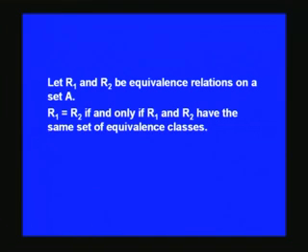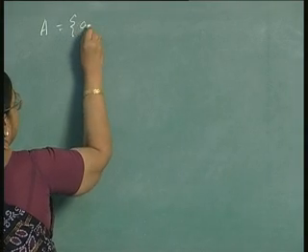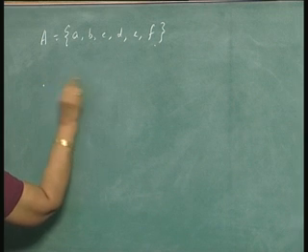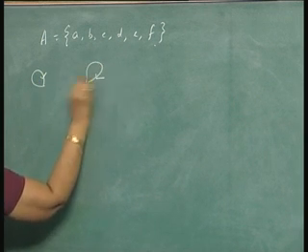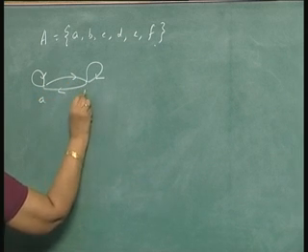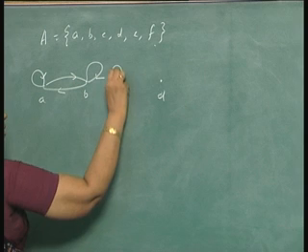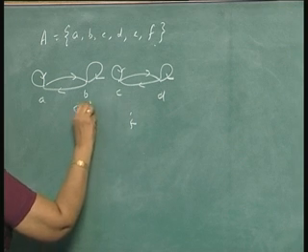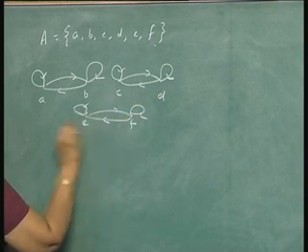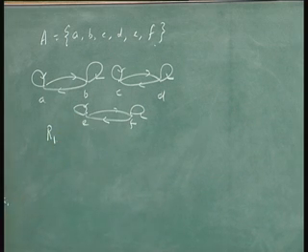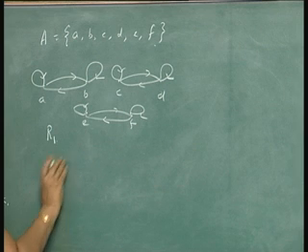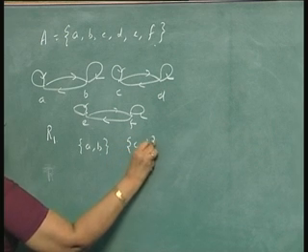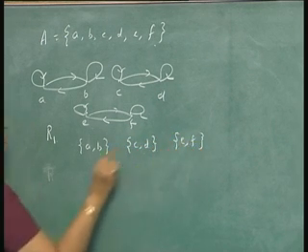Suppose I have a set A consisting of a, b, c, d, e, f. Then I have an equivalence relation on this. An equivalence relation, you know, is represented by complete digraphs. I have this equivalence relation R1 on A represented like this. This divides A into equivalence classes: a and b in one equivalence class, c and d in one equivalence class, and e and f in another equivalence class.